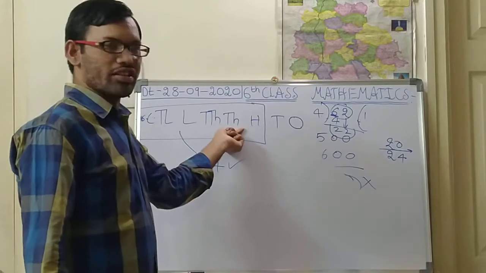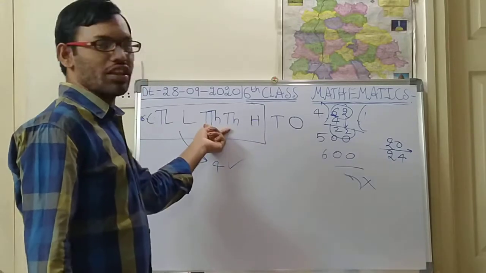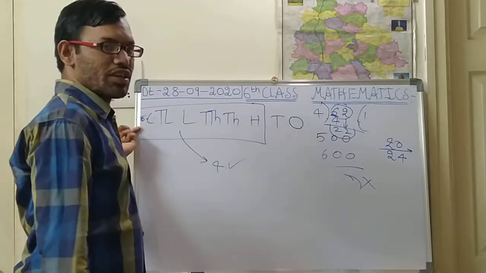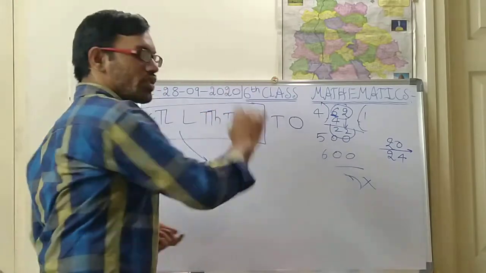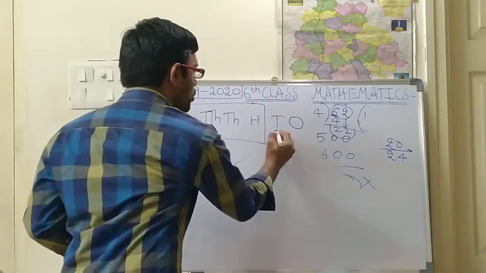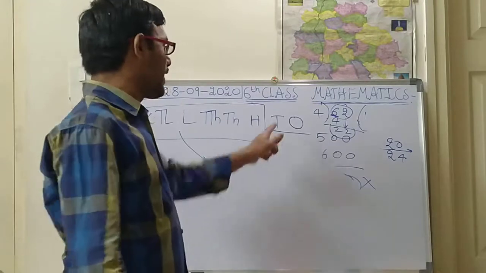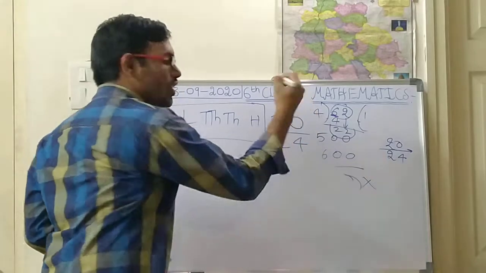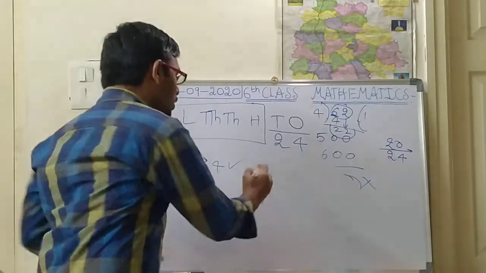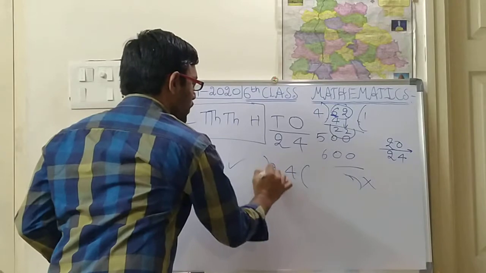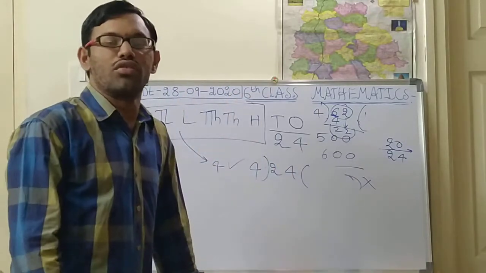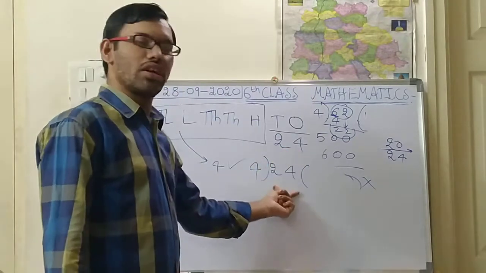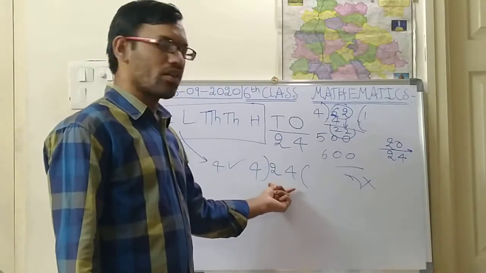100 into 10 is 1000. 100 into 100 is 10,000. 100 into 1000 is 1 lakh. So all these are multiples of 100, so all of these are multiples of 4. What you are supposed to check is only the tens and ones places. Suppose in the tens place 2 and in the ones place 4 is there. Then you are supposed to do the actual division of 24 to see whether it is divisible by 4 or not. Only these last two digits you are supposed to check for divisibility by 4.